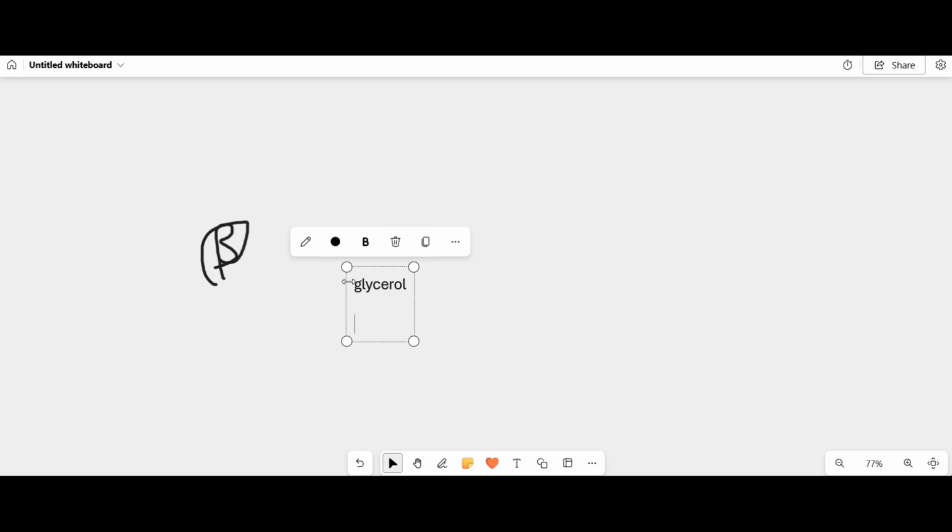It's gonna ask what's the bond. I'm gonna predict it. Part C: name the type of bond between A and X. The bond between glycerol and fatty acid is obviously an ester bond.